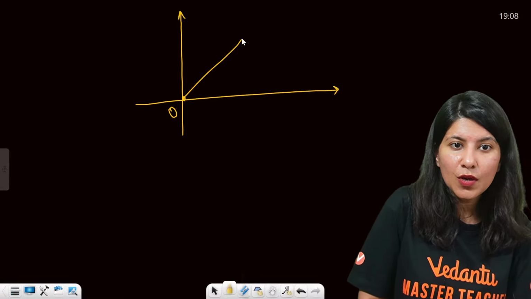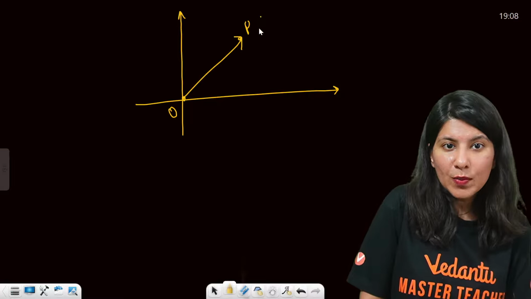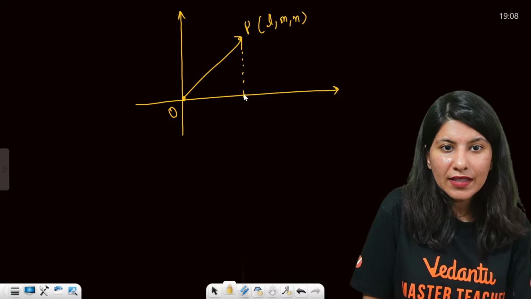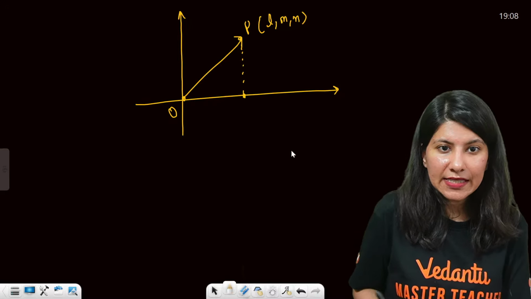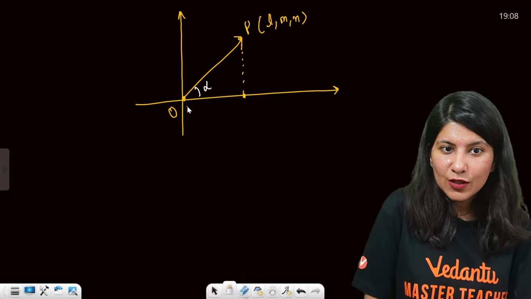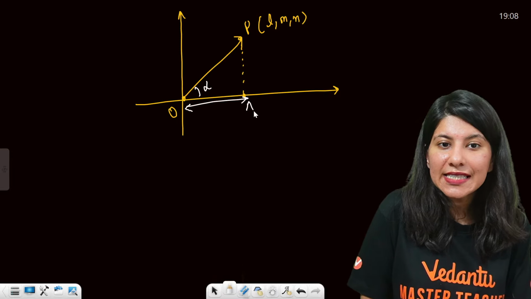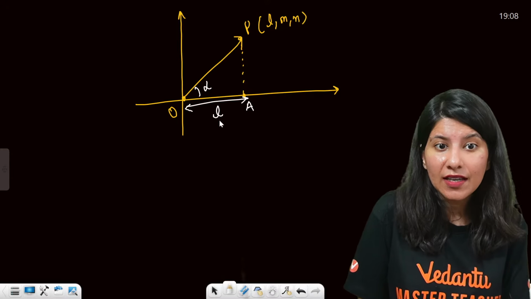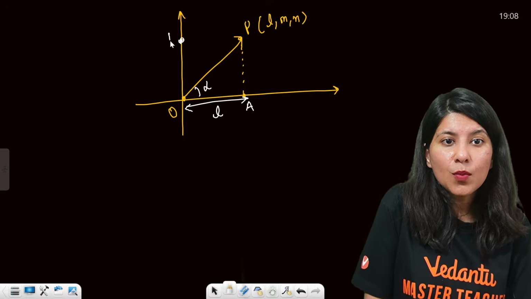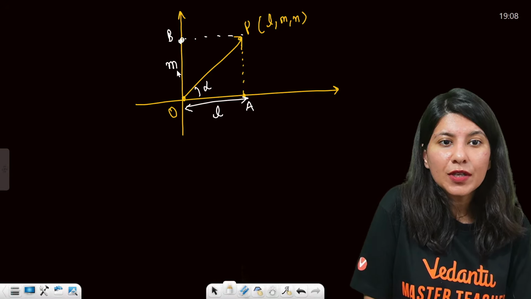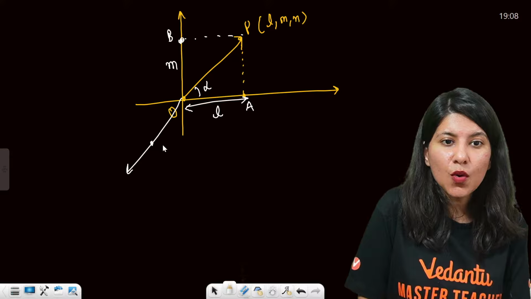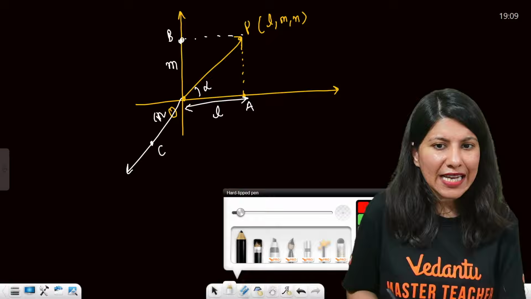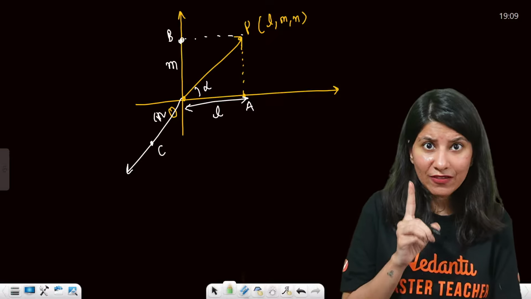So this is your O, this is your P, this is the OP vector, and this is L, M, N. So just tell me one thing, this is alpha, correct? So this length, can anybody tell me what is this length OA? OA length will be the x coordinate of this point A, so L. What about OB? OB will be the y coordinate, that is M. And what about OC? OC will be N. Correct?